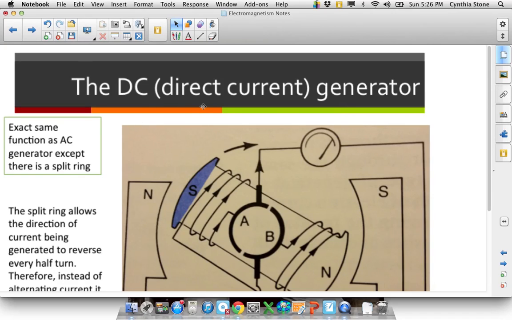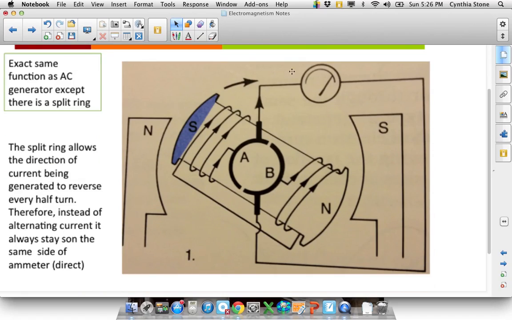A direct current is what comes out of a battery. The electrons always flow in one direction, and that's what happens in this one. The thing works exactly the same as an alternating current generator, except it's got a split ring. So a direct current generator has a split ring, an alternating current generator does not. And this split ring allows the direction of the current to reverse every half turn.